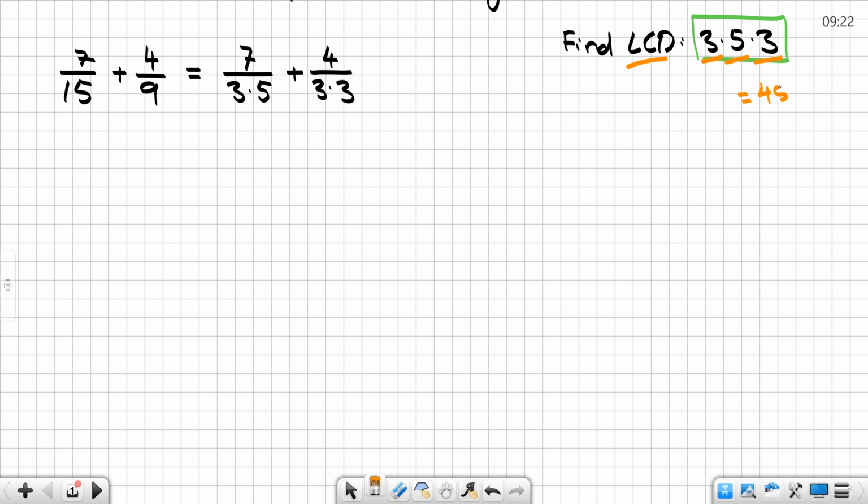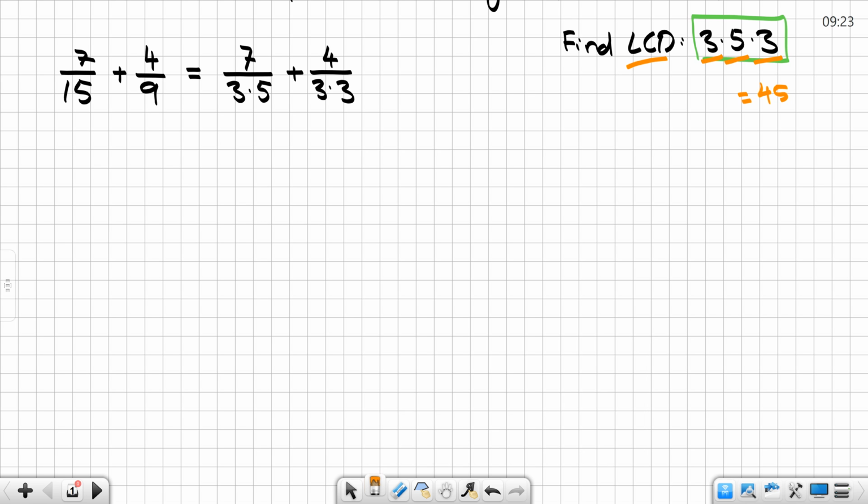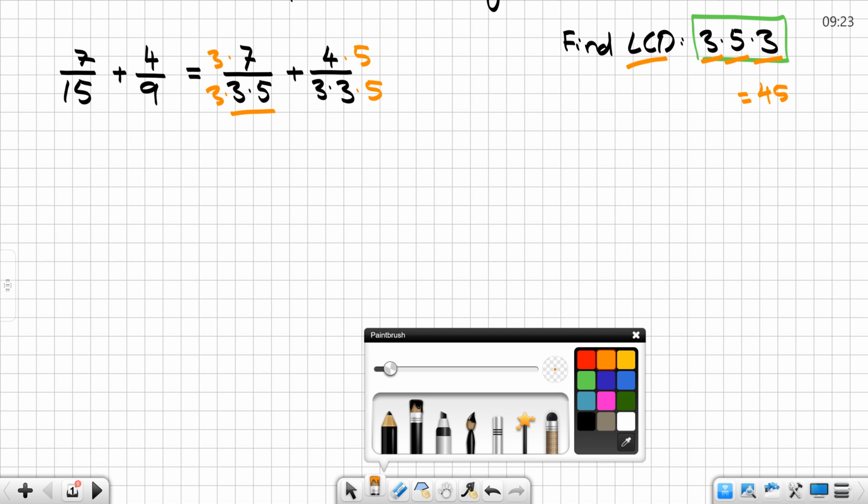This is the number 45. I'm not interested in the number 45. I'm interested in the missing factors in my denominators. Here, in my first one, I have a 3 times 5. That means there is one 3 missing. That means I multiply the top and the bottom by 3. In my second fraction, I look, there is a factor of 5 missing. That means I multiply the top and the bottom by 5.